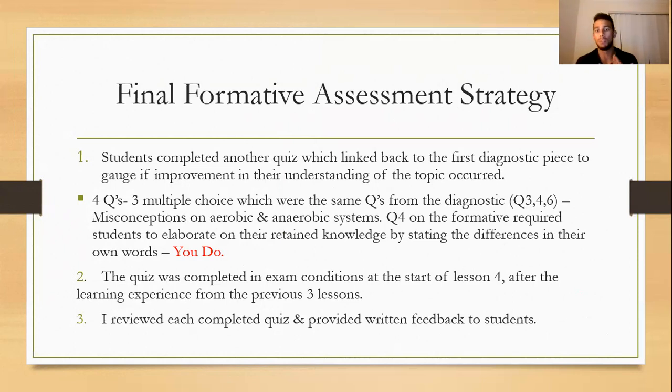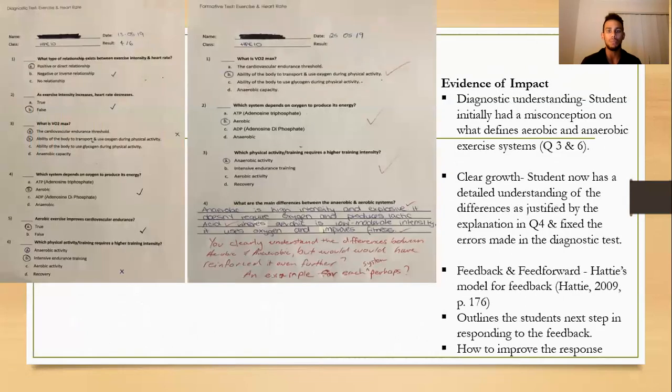And then question 4 on the formative requires students to elaborate on their retained knowledge by stating those differences in their own words. So this is the extended response section where there's no assistance from myself as a teacher. The quiz was completed in exam conditions at the start of lesson 4, after the learning experience from the 3 previous lessons. I then reviewed each quiz and provided written feedback to the students.